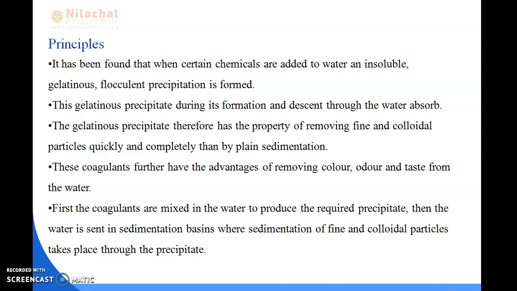First, the coagulants are mixed in the water to produce the required precipitate. Then, the water is sent to the sedimentation basin, where the sedimentation of fine and colloidal particles takes place through the precipitate.